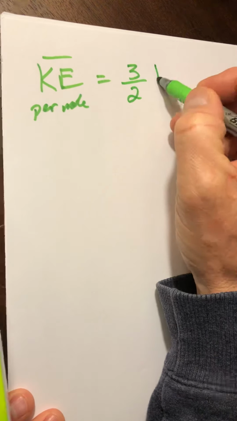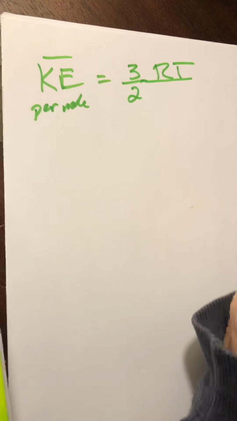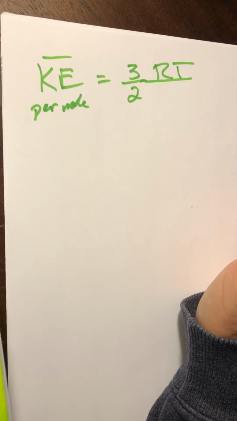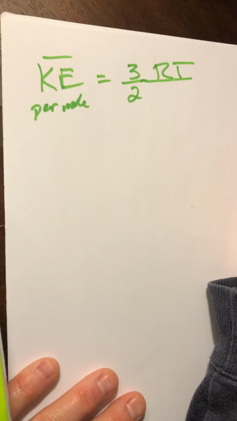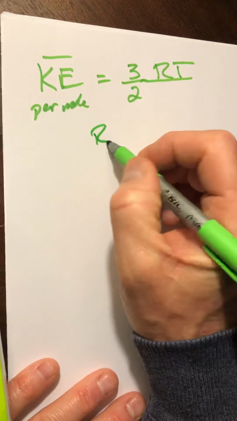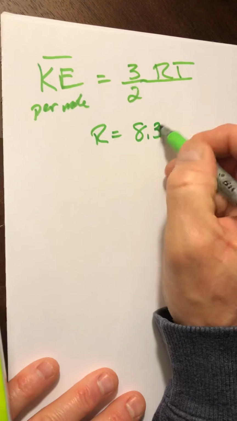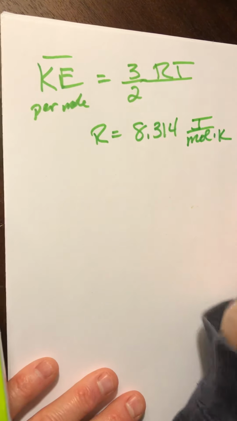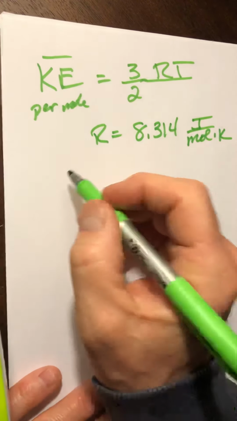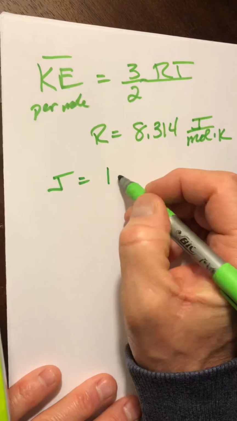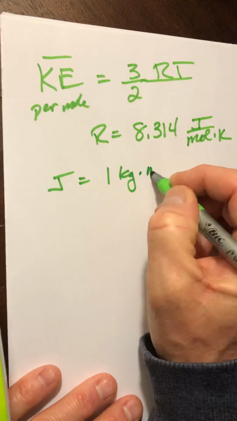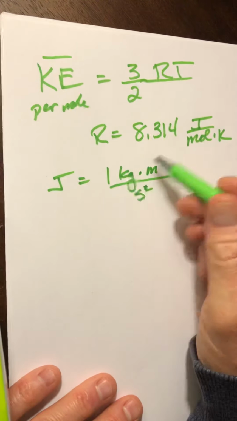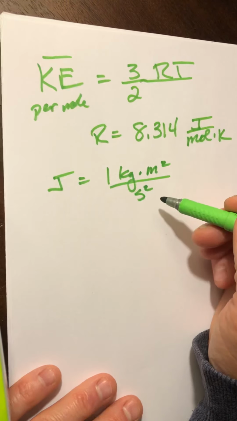3/2 RT. Now that works for any gas at any Kelvin temperature, assuming that we use the value for R, though, that has the energy units. And R in this case is 8.314 joules per mole Kelvin. A joule is an energy unit. It's equal to 1 kilogram meter squared per second squared. So it has mass and it has velocity squared inside of it.